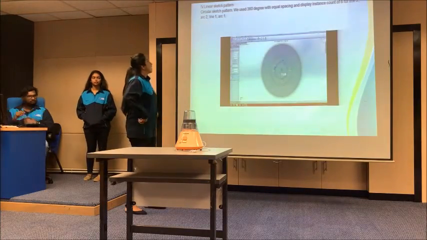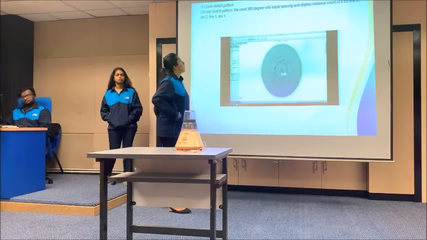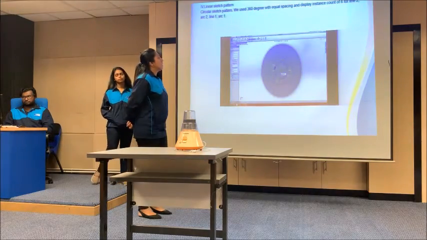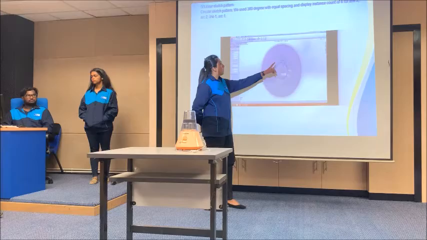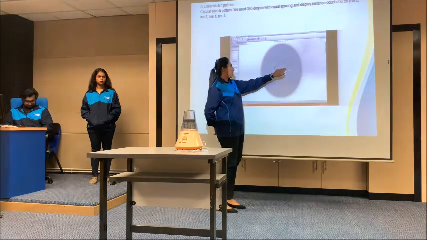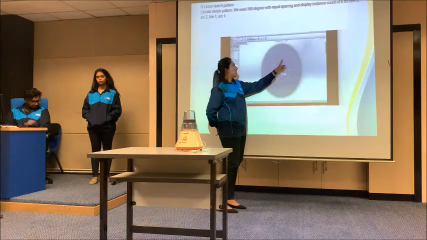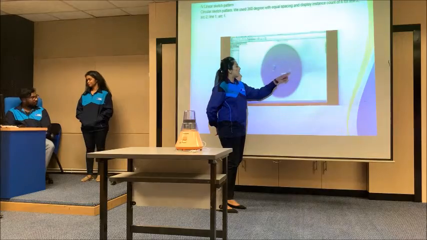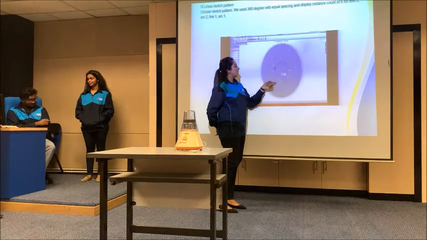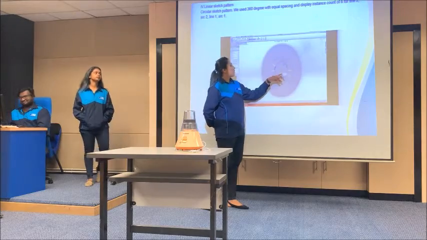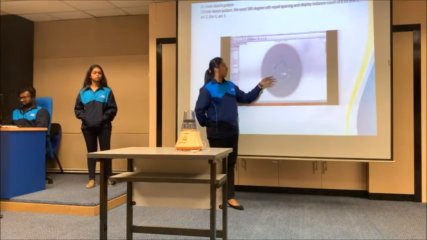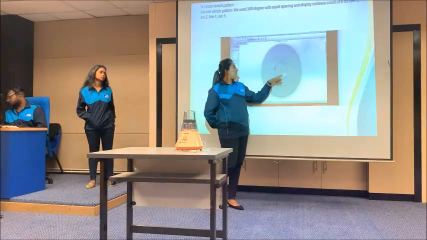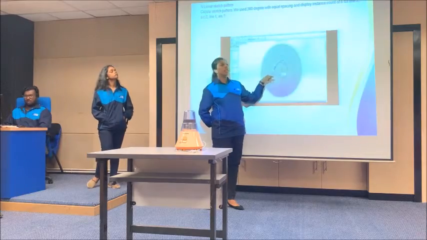Linear sketch pattern, circular sketch pattern. We use 360 degrees with equal spacing and display. For example, we have done our trimming part here, and then we need to circular sketch this particular sketch in 360 degrees, whereby we want the same sketch in 4 places. We can also set the quantity, either 6 or 8 as our requirement, and we can also set our degrees.